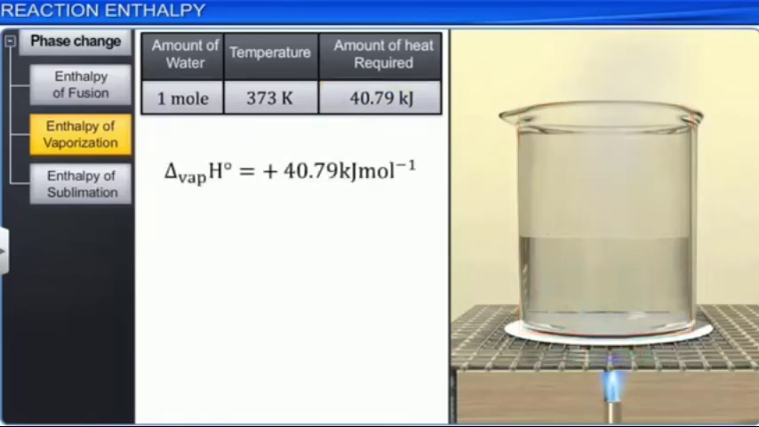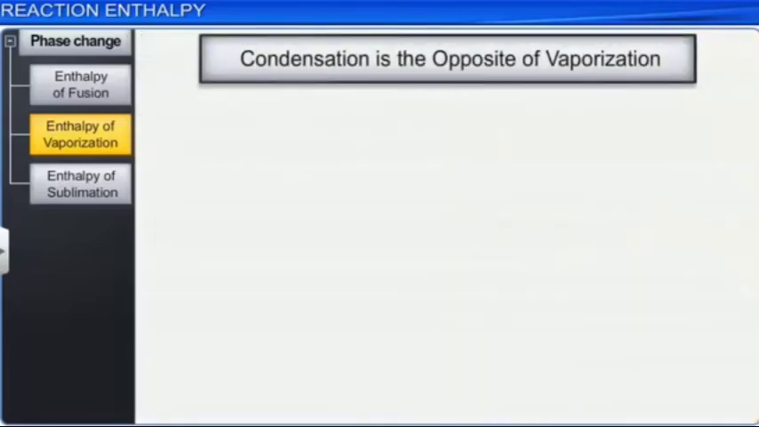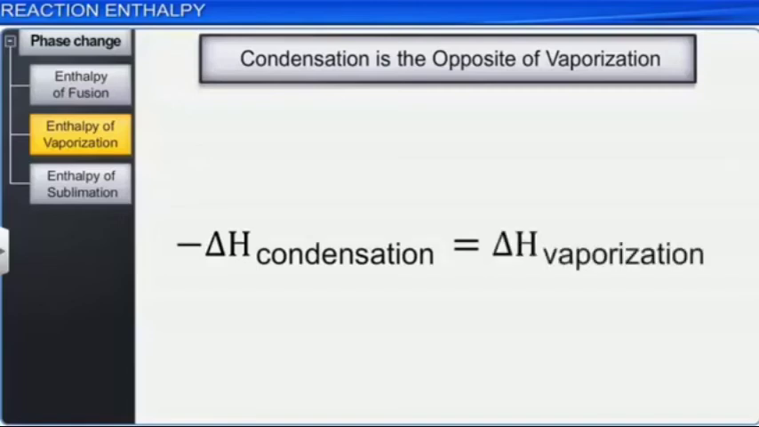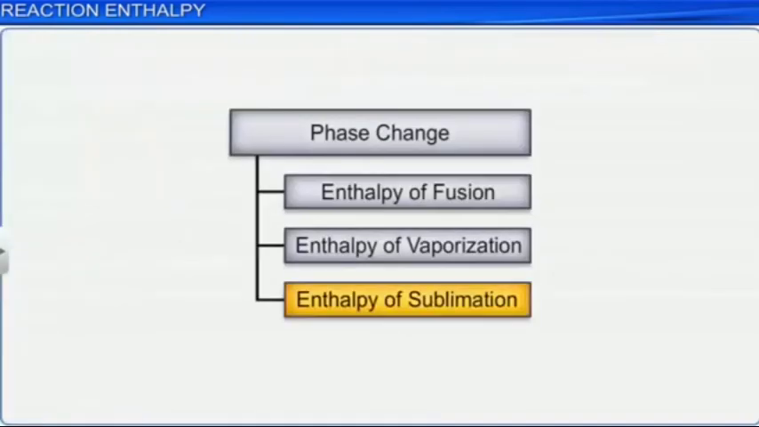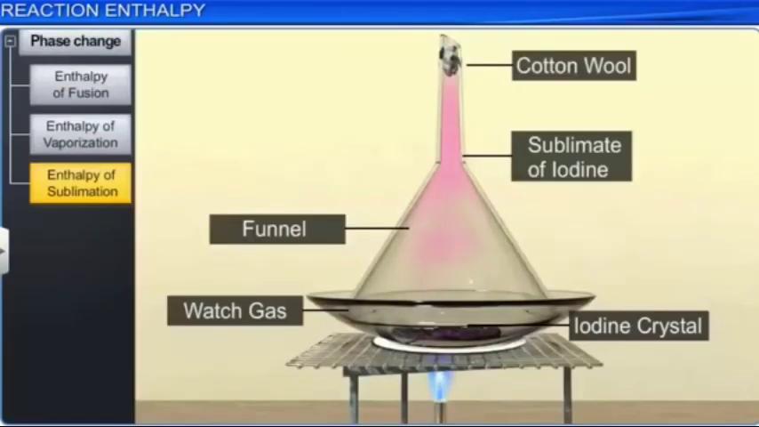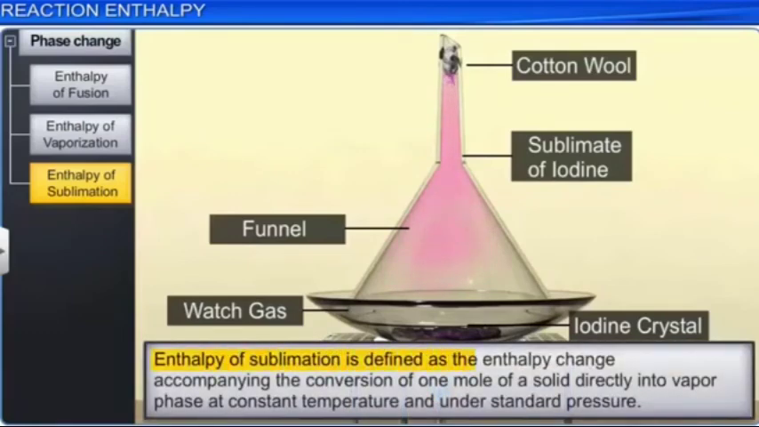We know that condensation is the opposite of vaporization. Thus, the enthalpy of condensation has the same value as the enthalpy of vaporization, except that it has the opposite sign, that is, the negative sign. Now, let's look at the enthalpy of sublimation. Sublimation is a process in which a solid changes directly into vapor state without any intermediate liquid state. Enthalpy of sublimation is defined as the enthalpy change accompanying the conversion of 1 mole of a solid directly into vapor phase at constant temperature and under standard pressure.